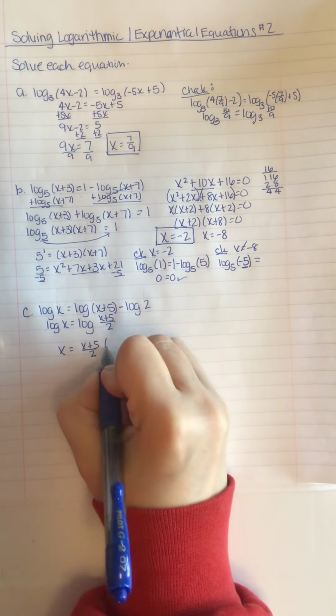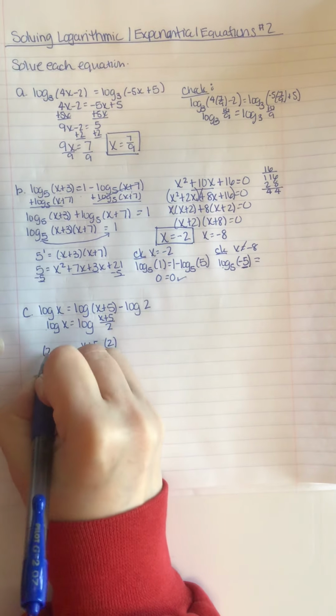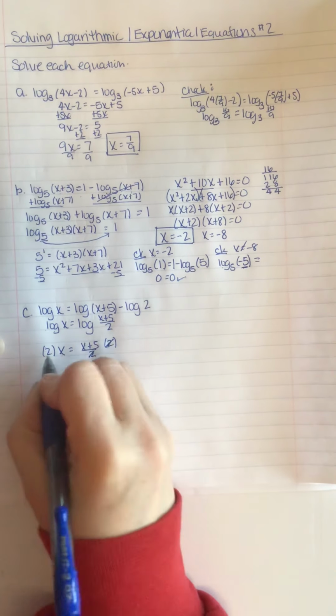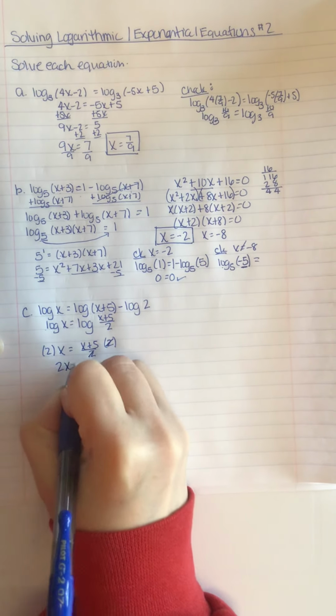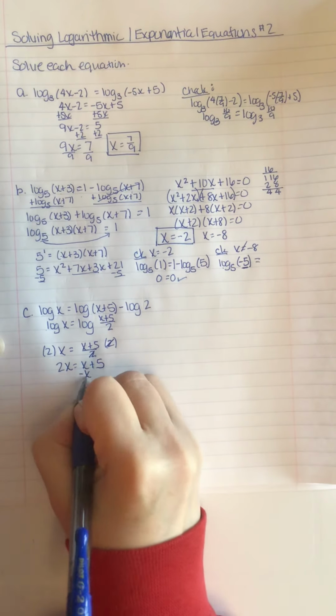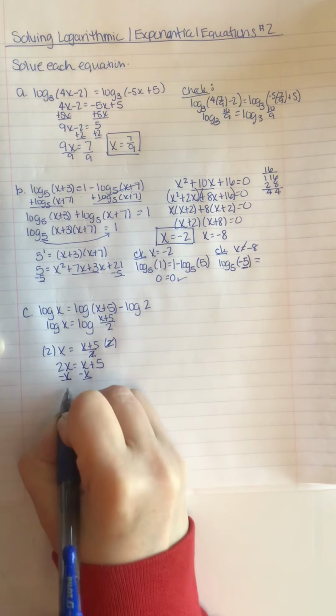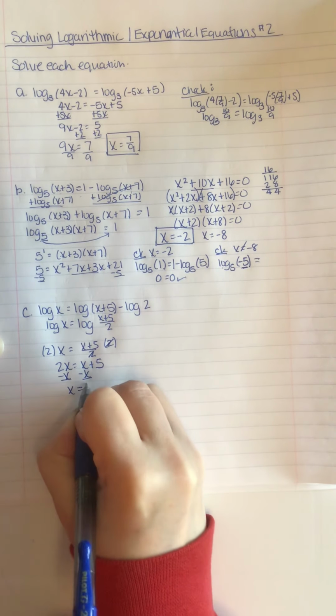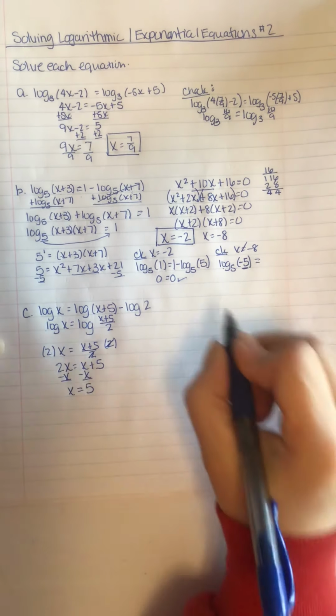So here, to get rid of that fraction, we can multiply both sides by 2. That cancels. We get 2x equals x plus 5. Here, to solve this, we would subtract x. That gives us 1x equals 5. And then we can check it.